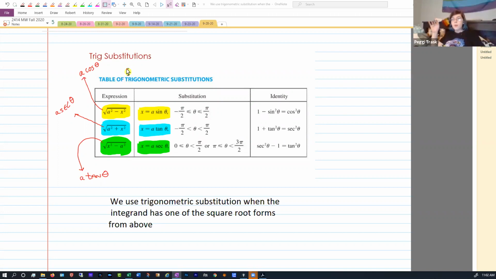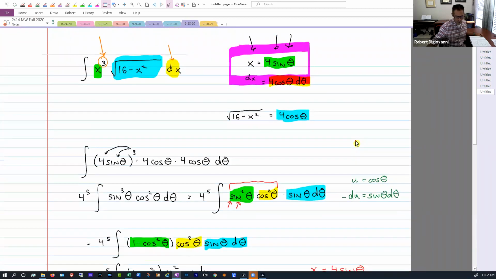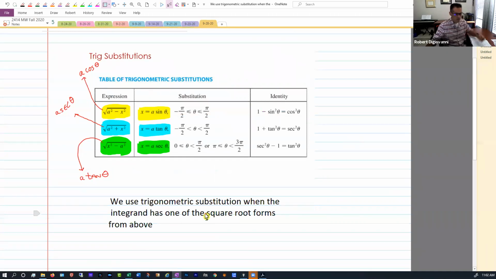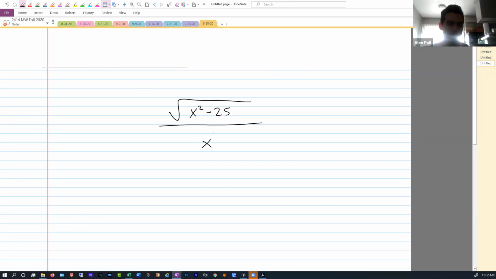Sir? Yes. I might have lost the question for the quiz, so is there a way you can put it up again? I wrote it down, but I lost it. Let me see. Oh, it was from a test. That's right. It was the integral of the square root of x squared minus 25 over x cubed dx. Yeah, what he said. That's it right there.